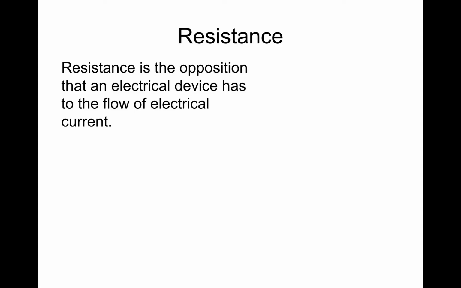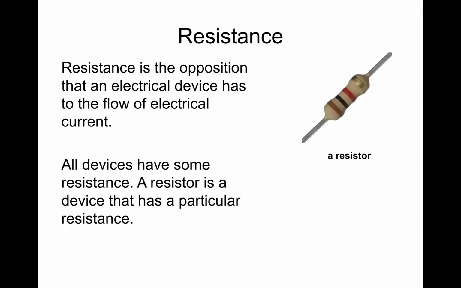So what is resistance? Resistance is the opposition that an electric device has to the flow of electric current. All devices have some resistance. A resistor, in particular, is a device that has a particular resistance, and these are called fixed resistors. There's a circuit symbol for a fixed resistor. There are other types of resistors, which you'll come across later on in the course.